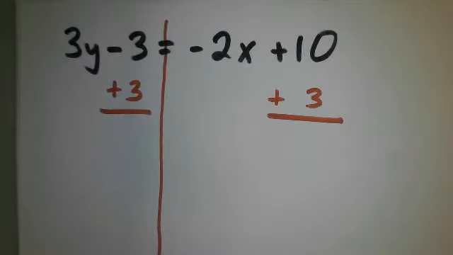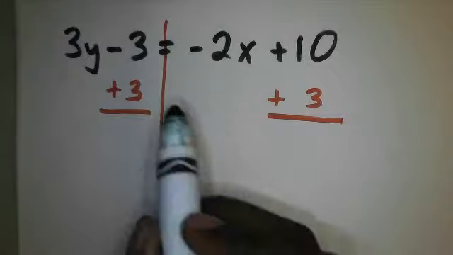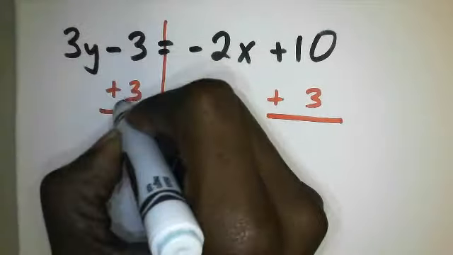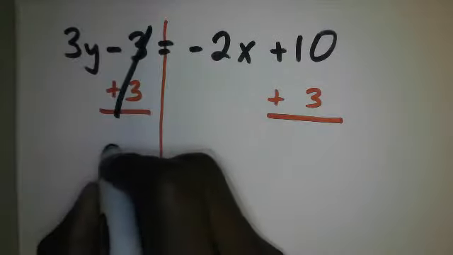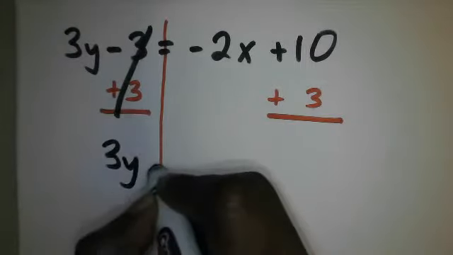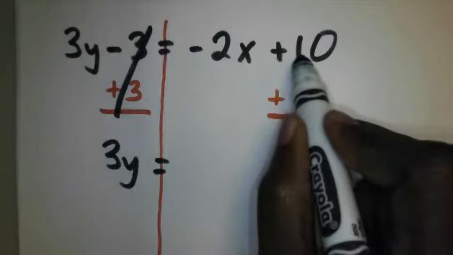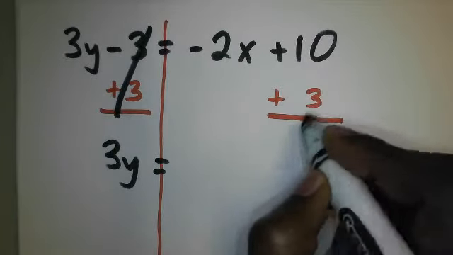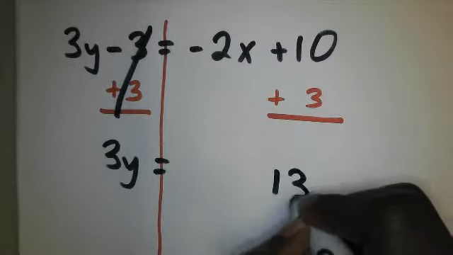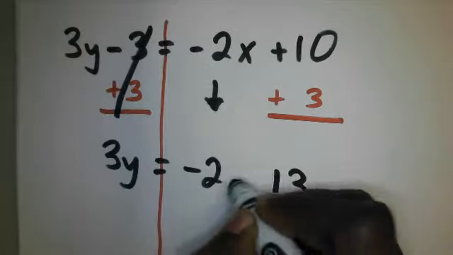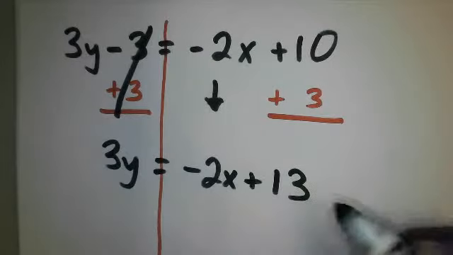Now if you notice, I am adding 3 to its like term because they both don't have letters. You can't combine them. Now negative 3 and positive 3 cancel out, and we have 3y remaining. That's set equal to 10 plus 3. So this becomes 13. Now I'm going to go ahead and bring down the negative 2x, and it is positive 13.